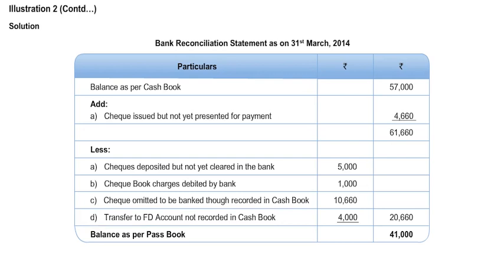Okay, so all items covered. So 4,660, that's the only item to add, and all these four numbers put together 20,660. So your new balance will be now 57,000 plus 4,660 minus 20,660. So 41,000. This is a positive number only. That means we started with normal balance. So that means at the end also it will be a normal balance. So balance as per passbook now 41,000.